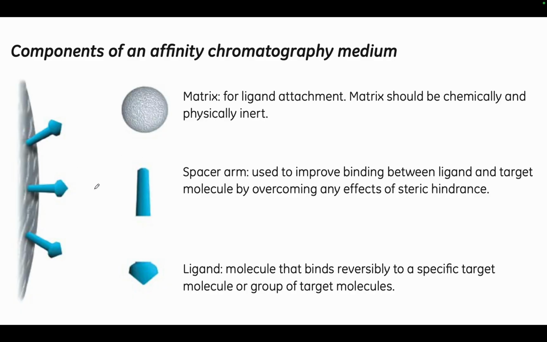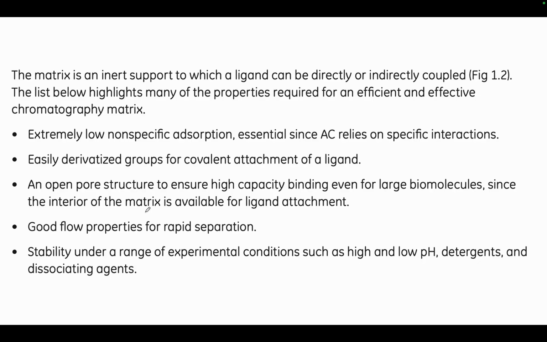Then, of course, we have our ligand, which is where our target molecule is going to bind. But to attach the ligand to the matrix, there should usually be a spacer arm. Okay, so the spacer arm will be conjugated to the matrix and then conjugated to the ligand, and this helps in effectively binding our protein of interest to the ligand, and I'll show you why. Okay, so first the matrix.